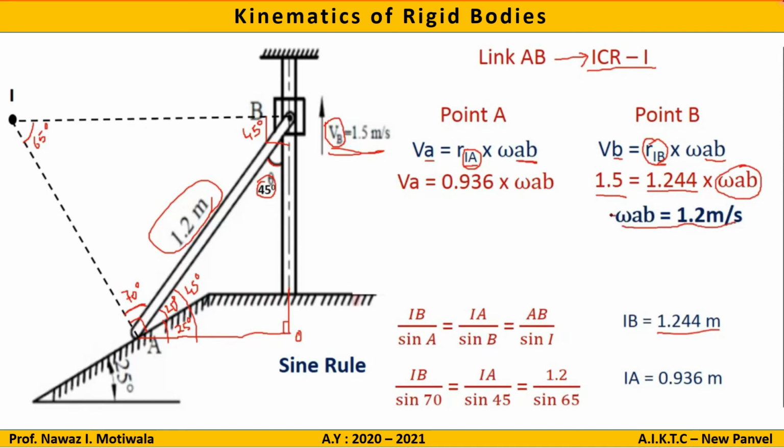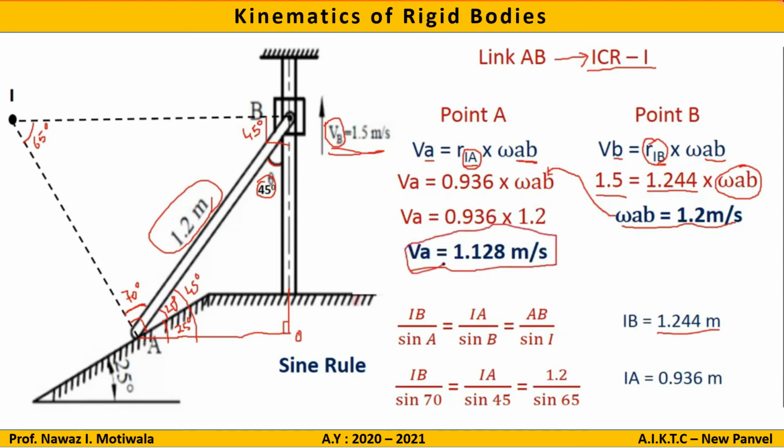Now, as I got omega AB, I will substitute this omega AB here to get the answer for VA as 1.128 meter per second. This completes our solution. So again, you must have observed I have followed the same procedure which we have followed in the previous problems. That is, write the link name, write the ICR corresponding to it, write the point values, write the formula for the points, find the distances, substitute, get the answer. That's it.